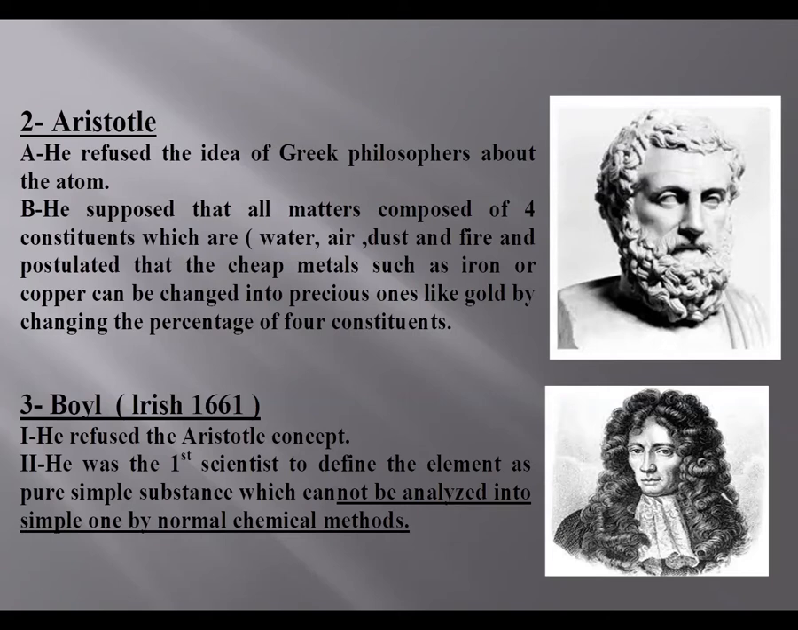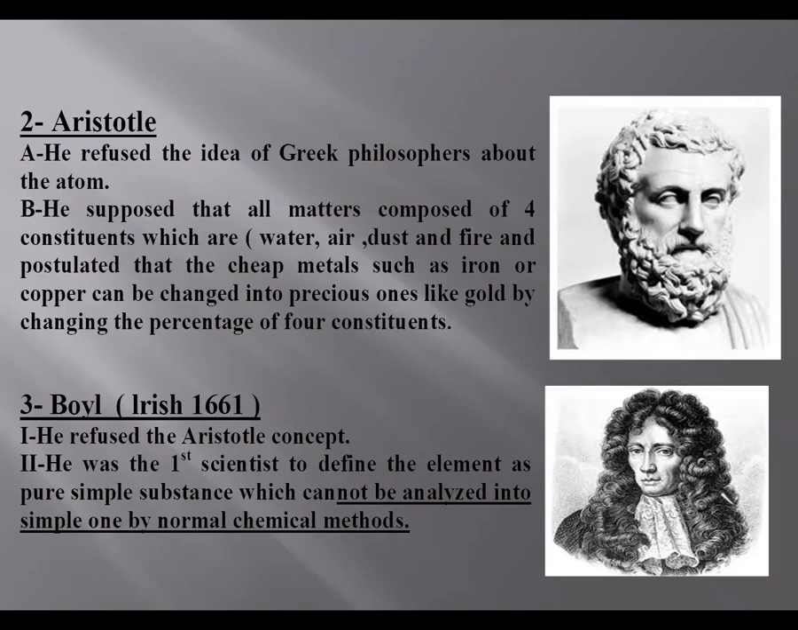After that, one of the Greek philosophers, Aristotle, refused the idea of the Greek philosophers about the atom. He supposed that all matter is composed of four constituents, which are air, water, dust, and fire. And he postulated that cheap metals, such as iron or copper, for example, can be changed into precious ones, like gold, by changing the percentage of the four constituents.